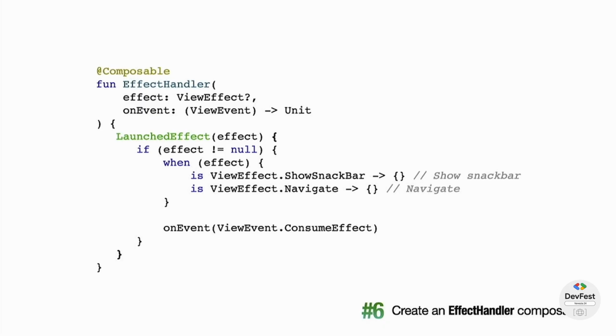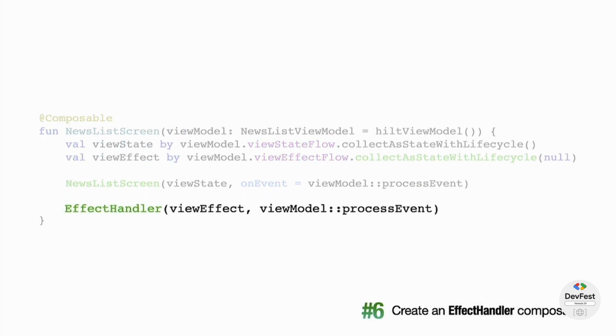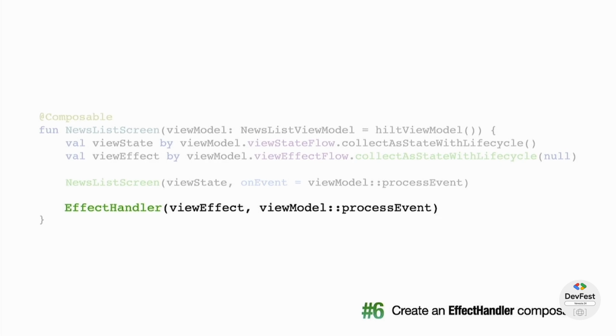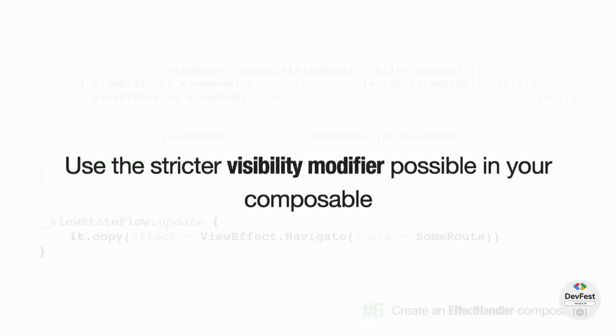So when handling your effects, I recommend using a separate composable for that. You will need to add it in your composable screen like this. Just add that and let that composable take care of those effects. Leave your UI composable just for UI. And this is how you add a new effect. Like your state flow, you just update it, and the effect property, you just set it to whatever effect you want to send to the user.